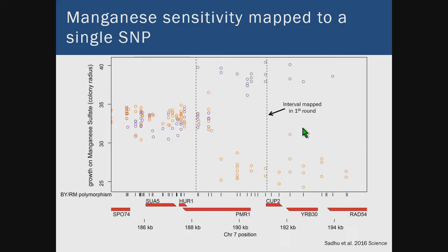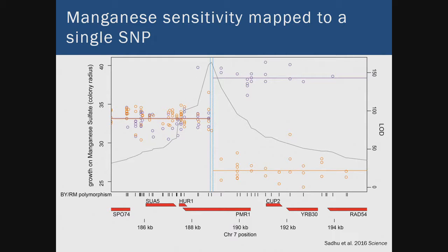So again, visually it looks like we can map the trait now just to this one polymorphism. Once again, we can calculate a LOD score with the gray line and calculate a confidence interval. And indeed, the confidence interval for this trait now is just the one polymorphism that seems to really cause the trait. What we have done is gone and really confirmed this directly.